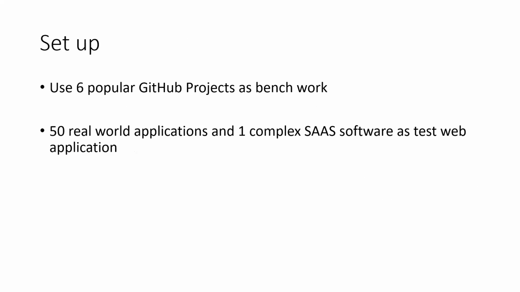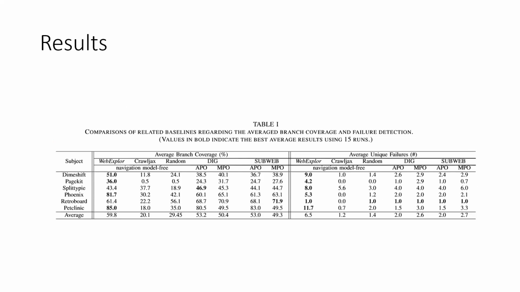So this is their setup. They use 6 popular web testing GitHub projects as benchmark and tested it on 50 real-world applications and 1 complex SaaS software. So this is their results. Sorry, I think it was 6 real world applications. Yeah. So this is the other 4 benchmarks. Yeah. And so each entry is the code coverage.